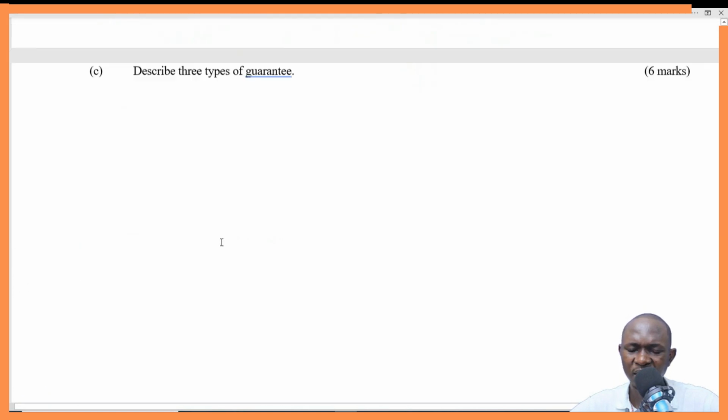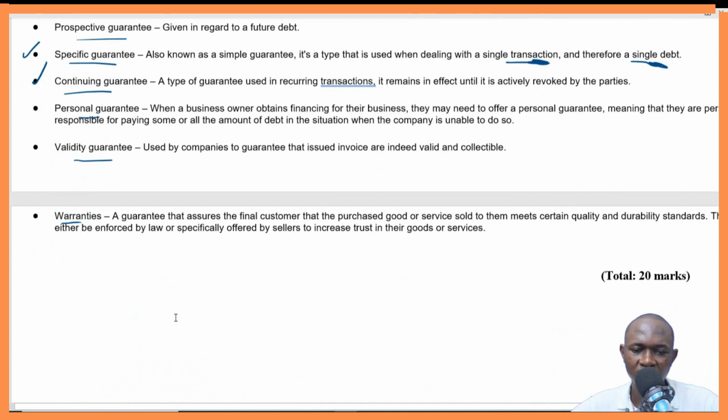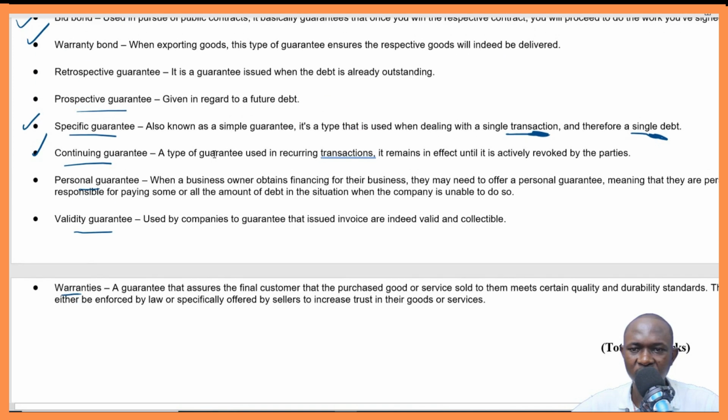The question is only asking for 3, describe 3 types of guarantee, but I've chosen to give you all this. So just go through all of it. All of them find use in today's world. You can pause and read all this, and as usual, I wish you success in your exams. Thank you.